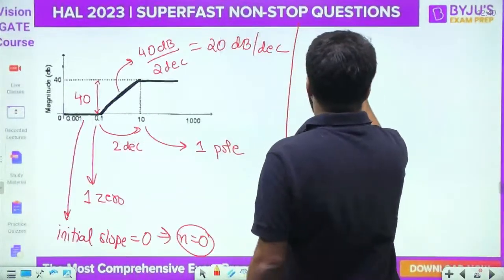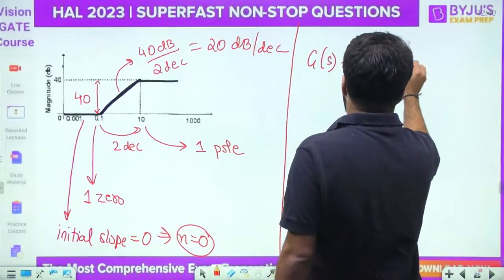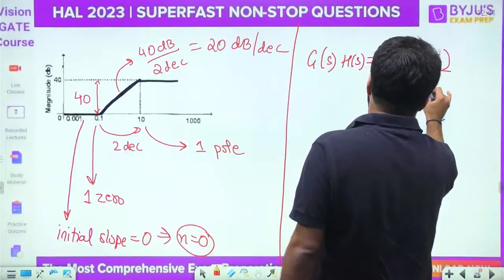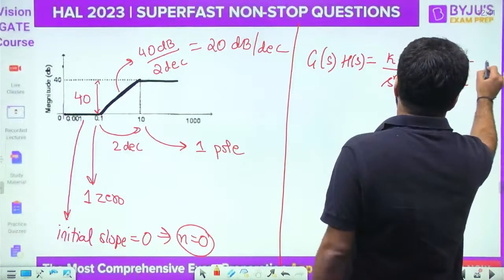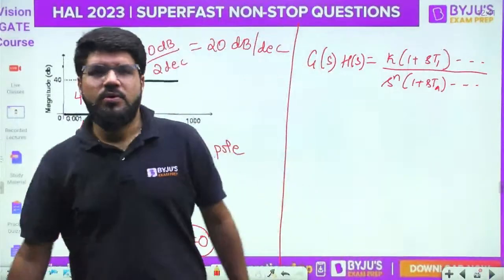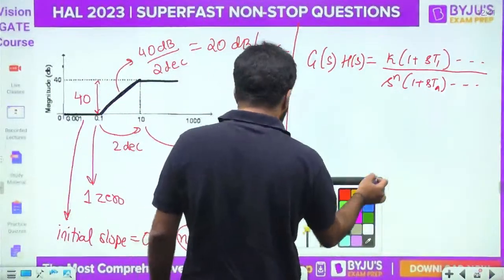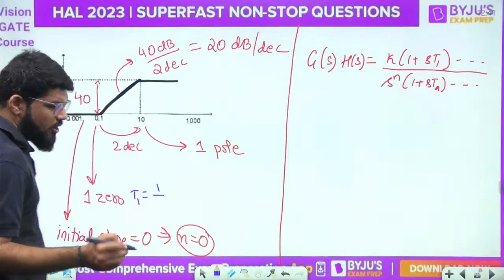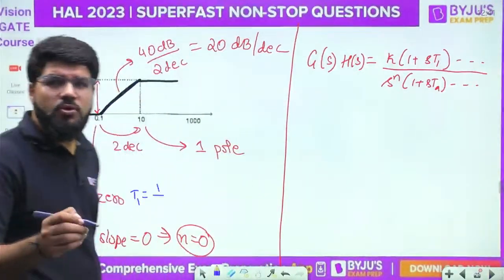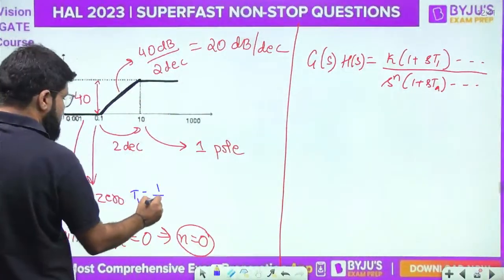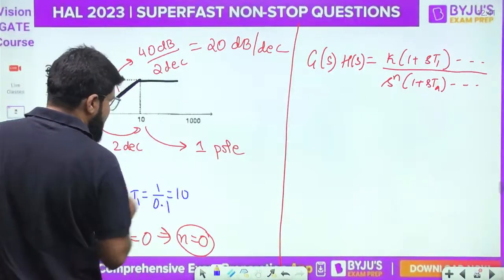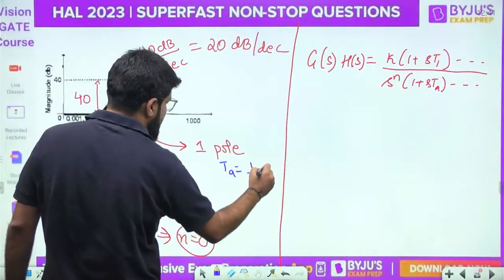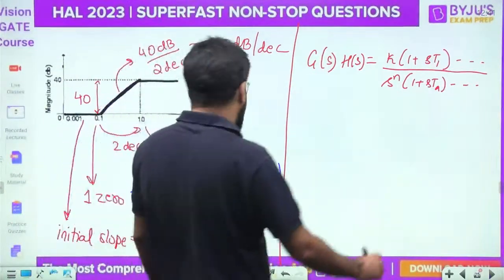G(s) or G(s)H(s), whichever you say here, some constant K into a zero term 1 plus sT1 divided by s raised to the power n into the pole terms 1 plus sTA. But I have only one zero and I have only one pole. I just need to substitute there. What is the value of the time constant? The time constant is the reciprocal of the corner frequency. So I have 1 upon 0.1. So time constant T1 is 10. There is a pole and let's say its time constant is TA, the reciprocal of its corner frequency, and this is 0.1.